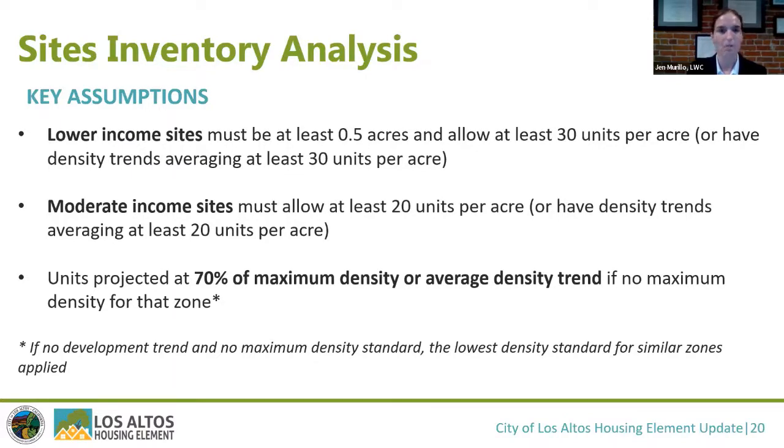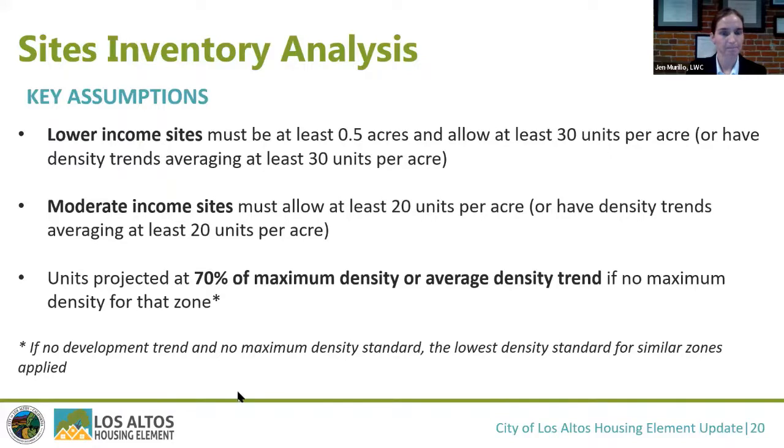So for example, along El Camino Real, we have the commercial thoroughfare zone that has a maximum density of 38 units per acre. 70% of that would be 27 units per acre. So for those parcels identified along El Camino Real in the CT zone, projecting 27 units per acre is applied to conservatively project the number of units, even though development trends are showing higher densities. So again, that's in line with our conservative approach for the inventory.